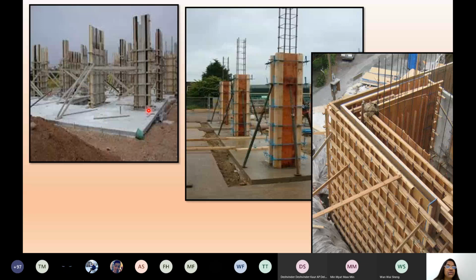Here some of the formworks are shown. For the columns, the slab is already built, and this is the formwork for the columns. You can see the clear picture here. See, they use the timber for making their columns, right? Maybe a high section or H section. They use the formwork, and then it is all tied, right?